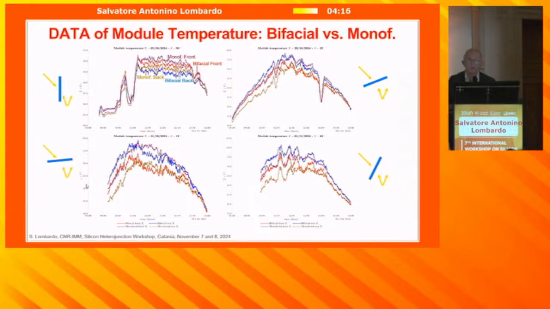About the module temperature. To measure the temperature, we put thermocouples on the front and on the back of the cell. And essentially, in this particular example, it's a little bit difficult to distinguish the curves, but you see they're more or less quite similar in the case of bifacial and monofacial solar cells. There is not much of a difference. If we take the average of front side and back side, they're more or less similar.